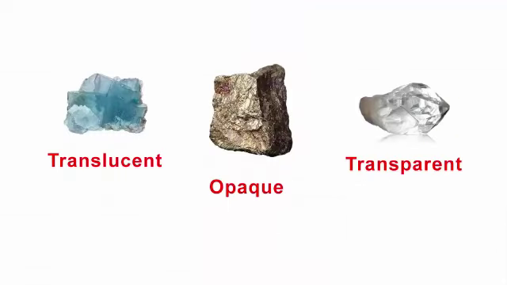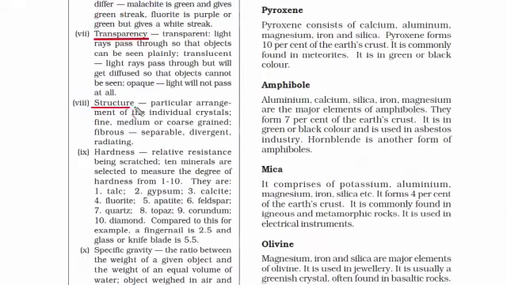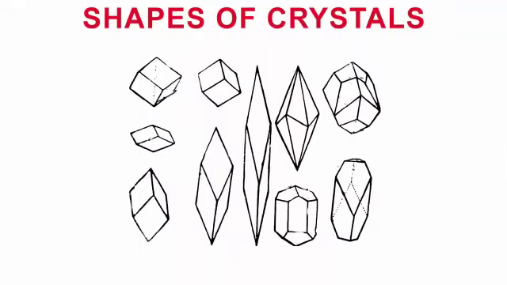Therefore, some minerals are transparent while others are opaque or translucent. The degree of transparency usually depends on the thickness of the mineral. The eighth one is structure. Mineral crystals occur in various shapes and sizes.